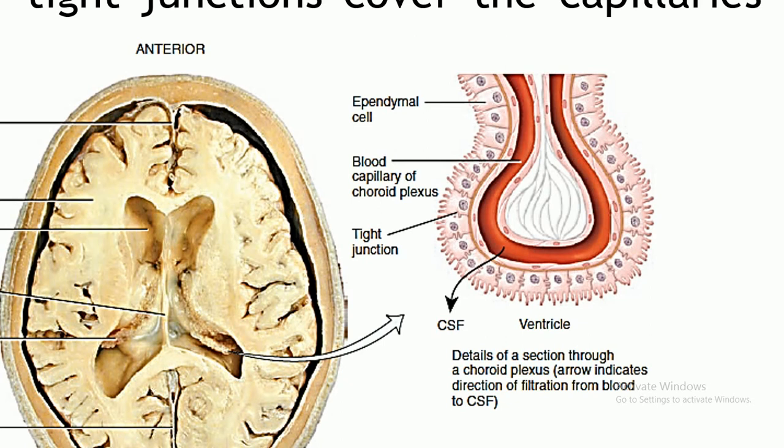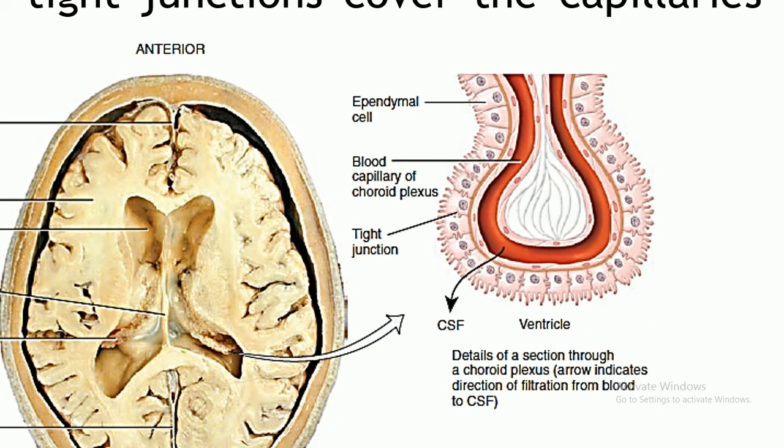Now what will get filtered? What is the composition of the CSF? It's mainly comprising of water with few dissolved substances, because any substance can't cross this particular layer which is formed by the ependymal cell. Remember the ependymal cells? It's a type of neuroglia which is lining the ventricles. It's a type of neuroglia, right? Fourth type of neuroglia which we had discussed in the CNS.